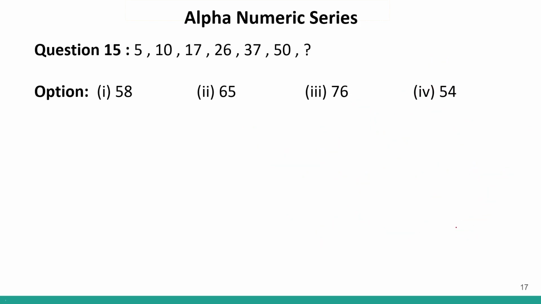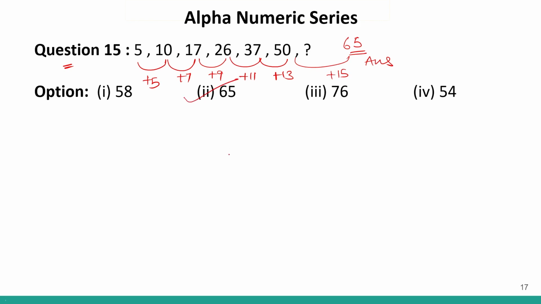Now, question number 15. We have 5, 10, 17, 26, 37, 50. This is plus 5. This is plus 7. This is plus 9. This is plus 11. And clearly this is plus 13. So a very easy series of consecutive odd numbers: 5, 7, 9, 11, 13. So the next one will be plus 15. If I add 15, I will get 65. So 65 will be my answer, which is option number 2. So option number 2 will be the answer to this question.